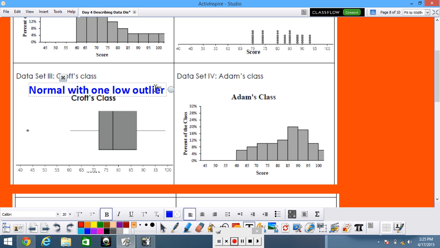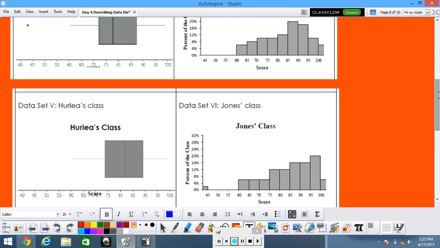Now, Adam's class, I'm noticing he really doesn't have any E's. So his data is skewed left. All right, now Hurl's class, her data looks very even and normal. And then Jones's class also looks skewed left, but there's an outlier.